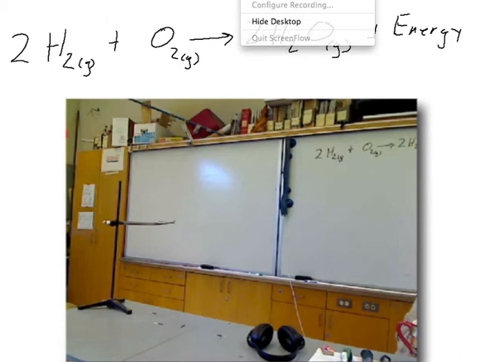So, this equation shows us a 1-to-1 ratio. We know it's not balanced, but let's say we did a 1-to-1 ratio of hydrogen and oxygen mixed into the same balloon.